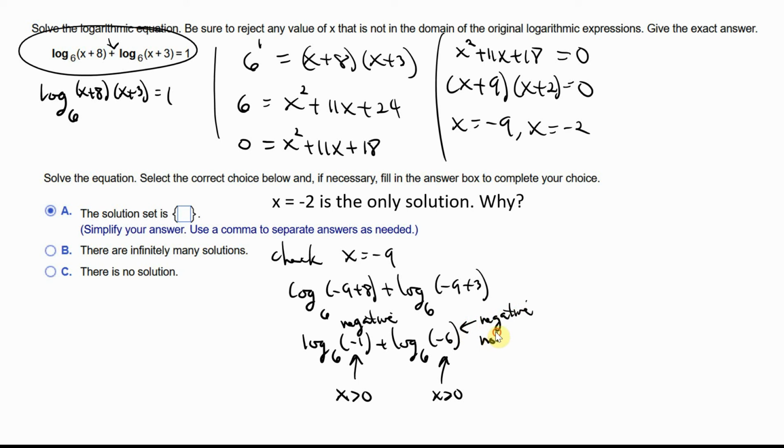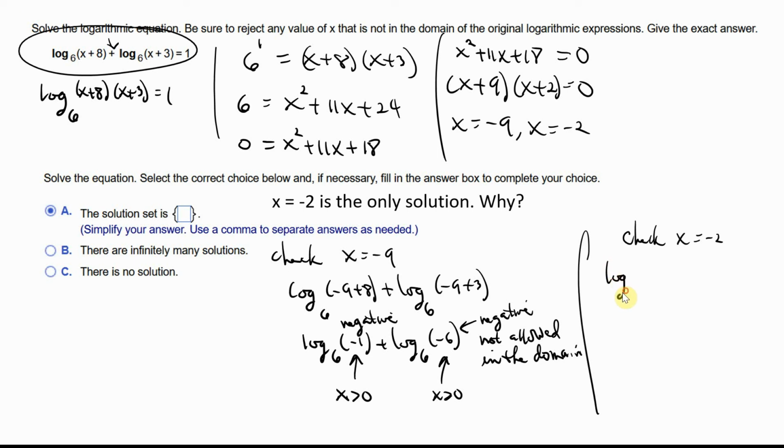This is not allowed in the domain. You check that. So x equal to -9 doesn't work. Now let's check x equal to -2.